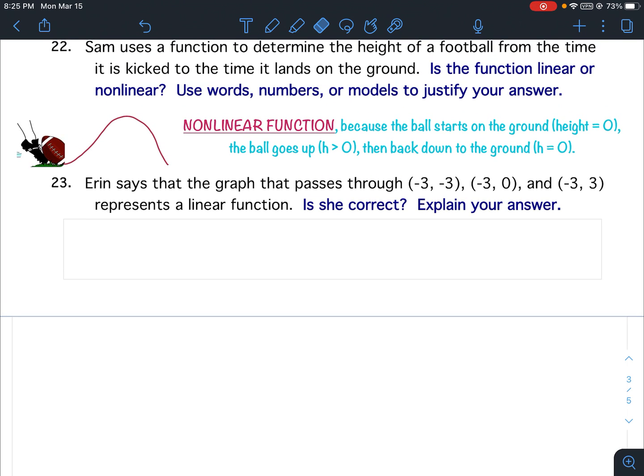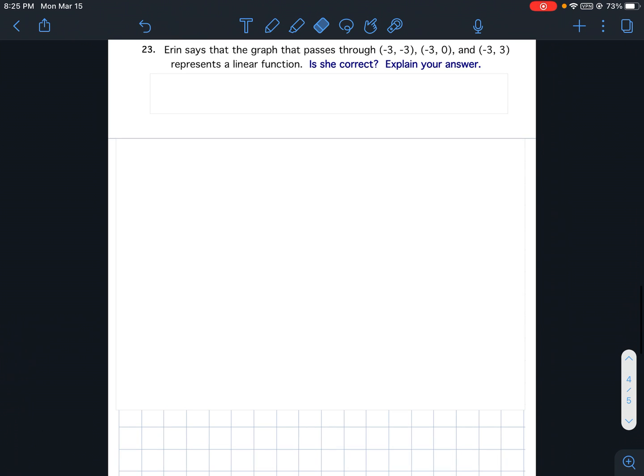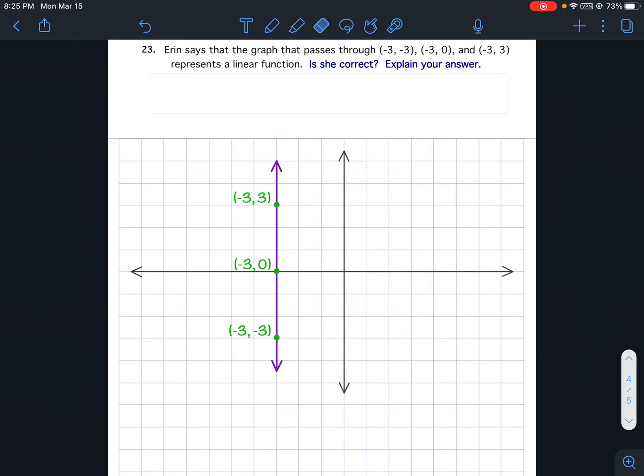All right, number 23. Aaron says that the graph that passes through (-3, -3), (-3, 0), and (-3, 3) represents a linear function. Is she correct? Explain your answer. Now, you do not have to draw this, but I did to give us an understanding of what it looks like. So the points are at (-3, 3), (-3, 0), and (-3, -3).